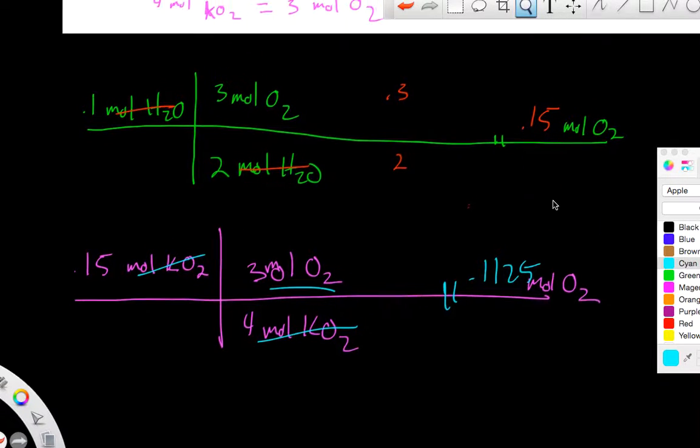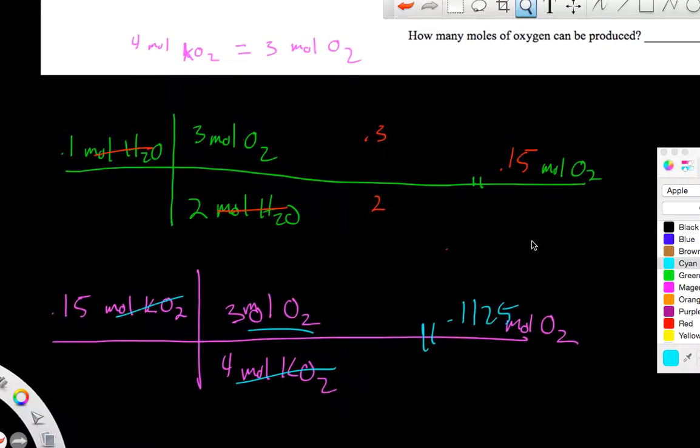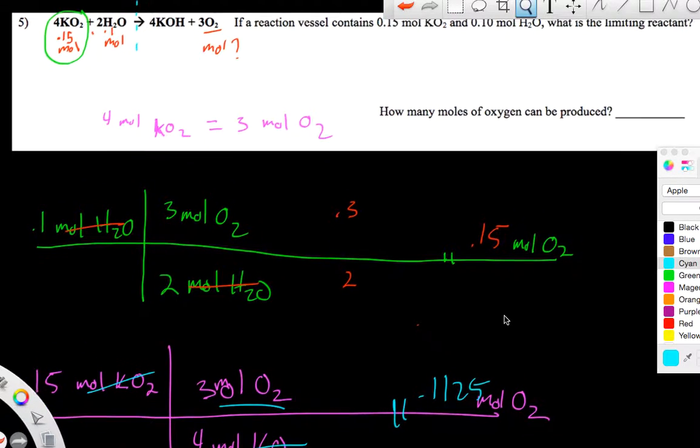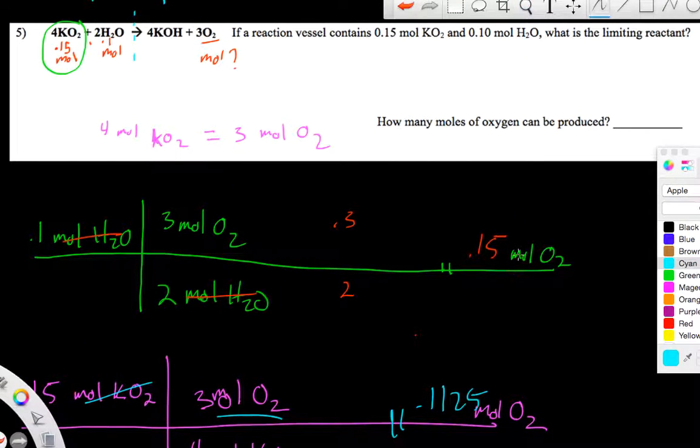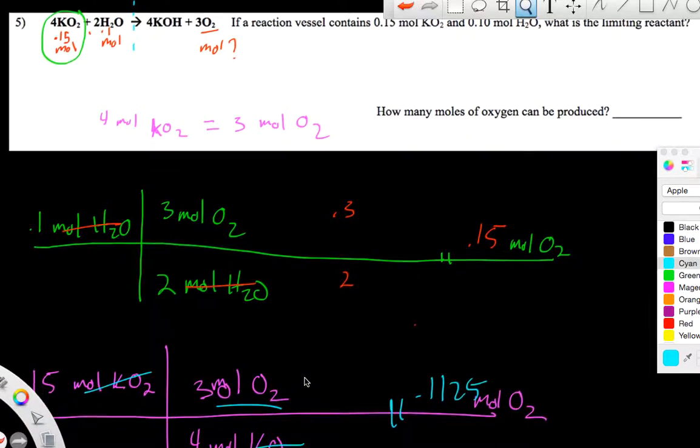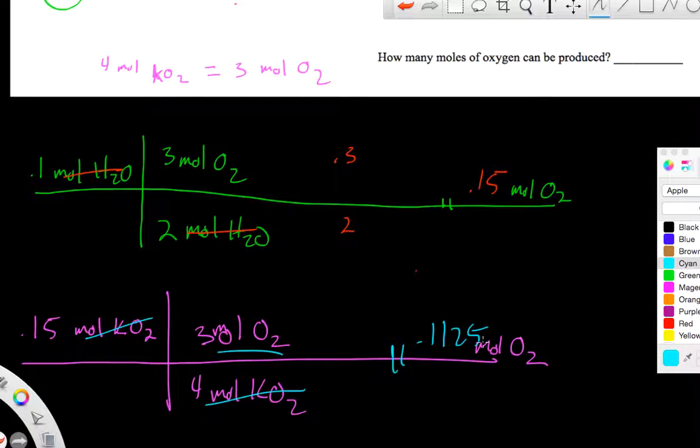So if I look here, if I had an unlimited amount of KO2 and my only factor that would limit the amount of O2 being produced was my amount of water, my 0.1 moles of water, I could actually get 0.15 moles of O2. And on the other hand, if I had an unlimited amount of water and I only had 0.15 moles of KO2, the most oxygen I could make would be 0.1125.